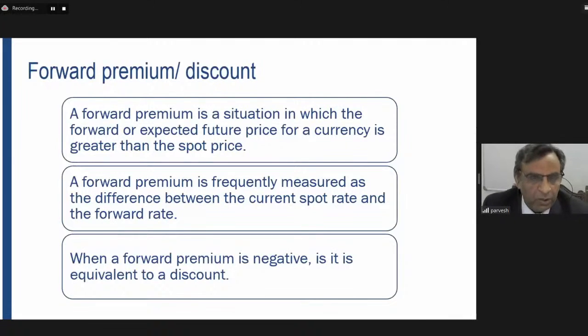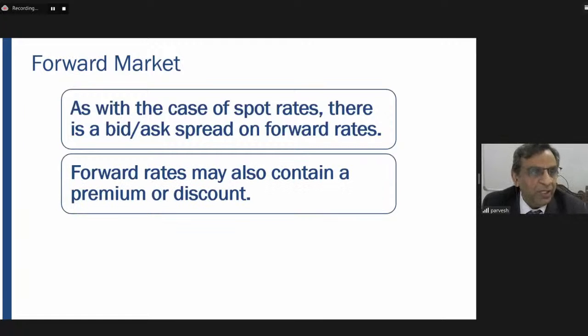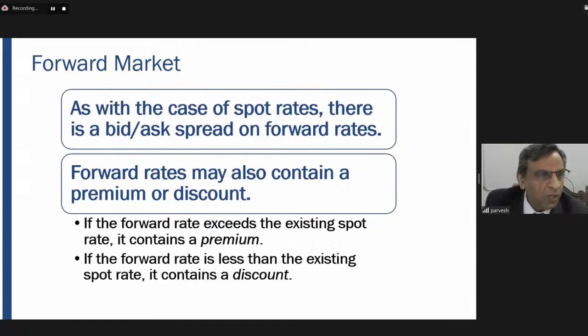Now, if you look at the dollar rupee quote, the dollar will almost always have a premium, and we'll understand the logic of why it is so. As with spot rates, there is a bid and ask spread on forward rates also. So even the forward rates have both the bid and ask. We have done that example earlier. Forward rates may also contain a premium or discount. If the forward rate exceeds the existing spot rate, it contains a premium. If the forward rate is less than the existing spot rate, then we say it contains a discount.